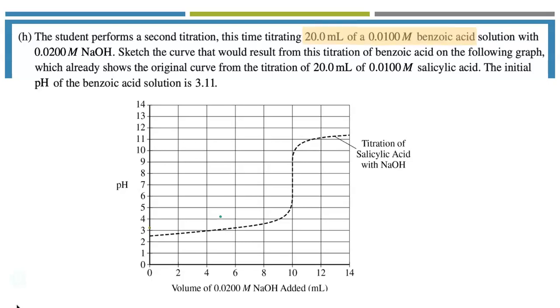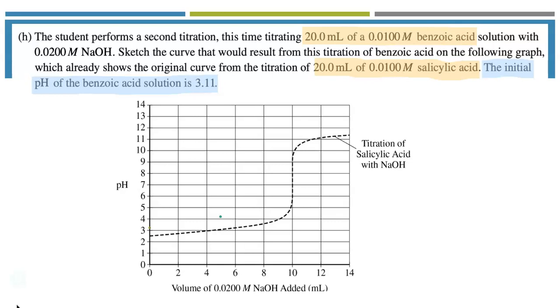One thing I want to point out is notice that the volumes of the 2 weak acid solutions are the same, and the molarities of the 2 weak acids are the same. This is important because it tells us that it's going to take the same volume of NaOH to reach the equivalence point for this curve compared to the curve we already have. We were also told that the initial pH of the benzoic acid solution is 3.11. So I'm going to start at a slightly higher pH than the dashed curve that we see here.